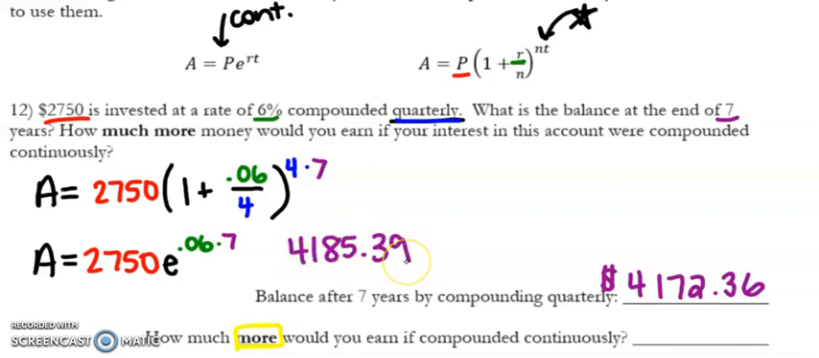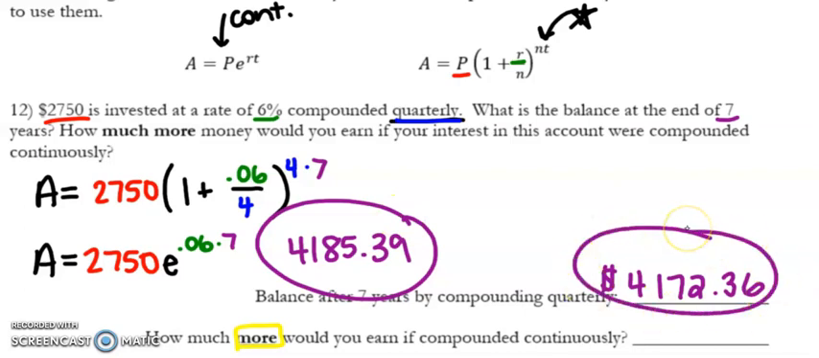The question didn't ask how much do you make continuously. It asked how much more would you earn continuously. So we're going to take this continuous minus this quarterly, and we end up with a difference of $13.03 is how much more you would make if we compounded continuously versus quarterly. All right, I'm going to stop there for this video. We'll pick up with number 13 in the next.